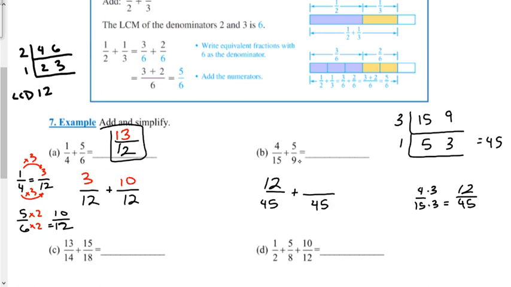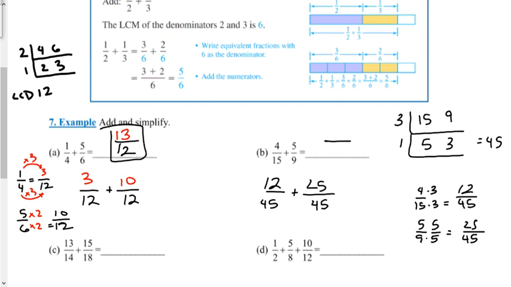Then I've got to do the same thing for the 5/9. So I'll start out with 5/9, and I would ask myself, what do I multiply by in order to get that to be 45? 9 times 5 is 45, so I'll multiply a 5 on the bottom and the top. That's going to make 25 45ths.